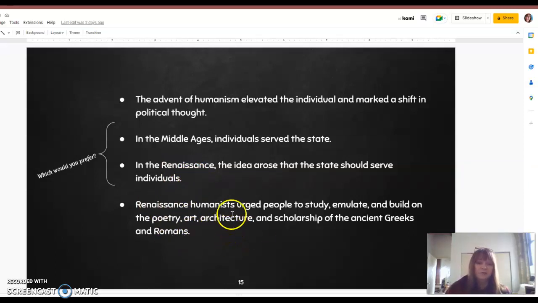So Renaissance humanists urged people to study, emulate, and build on what already existed from the ancient Greeks and Romans: the poetry, the art forms, the architecture, the political teachings, the education of Plato and Socrates and some of these ancient Greeks and Romans. It's like they were going to go back to that kind of thinking.